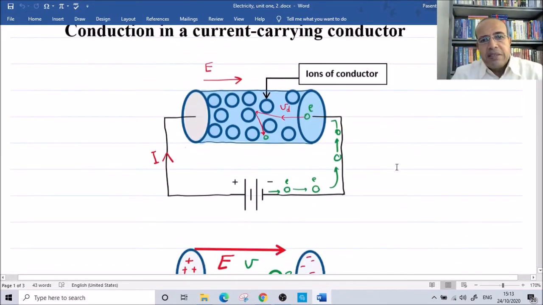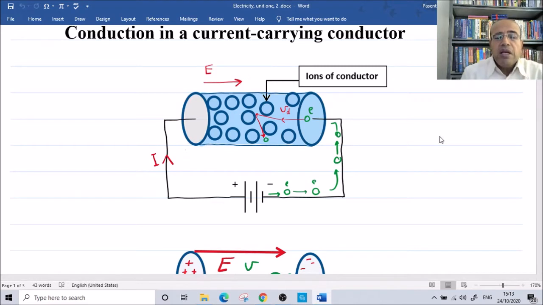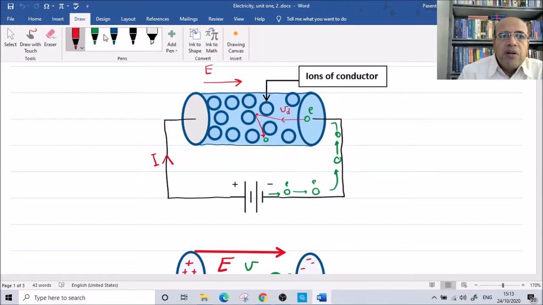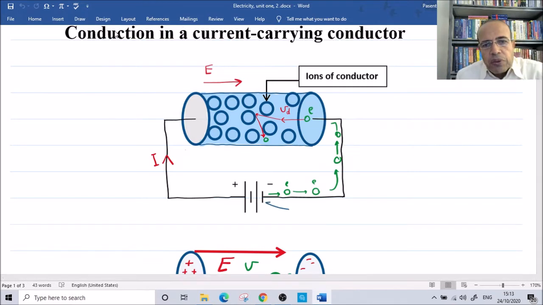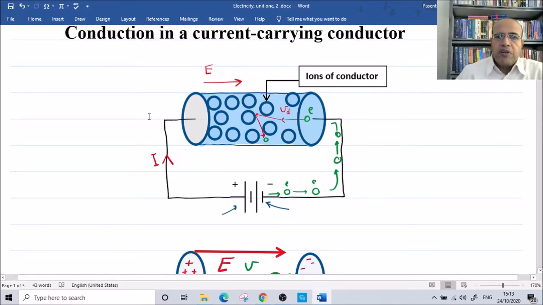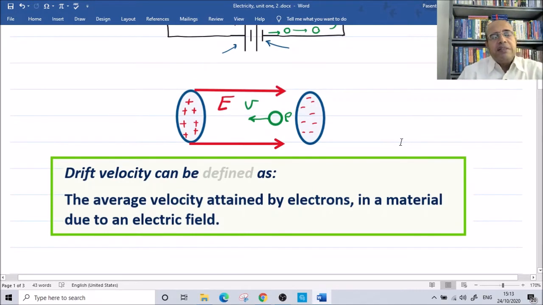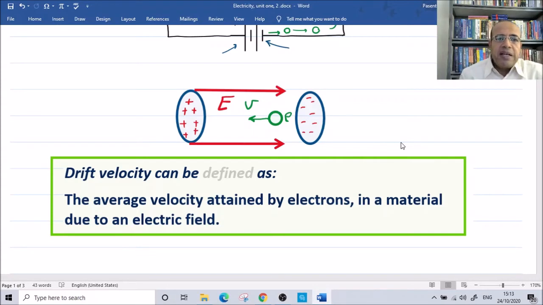Now, this is a conductor. Most conductors are cylinders. The cross-section area of a cylinder is a circle. So this is a free electron. The free electron moves from the negative pole of the battery to the positive pole of the battery. This is the definition. The definition is outside the syllabus. Drift velocity can be defined as the average velocity attained by electrons in a material due to the electric field.